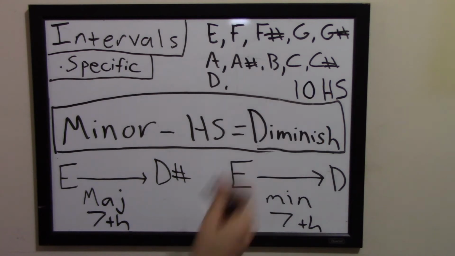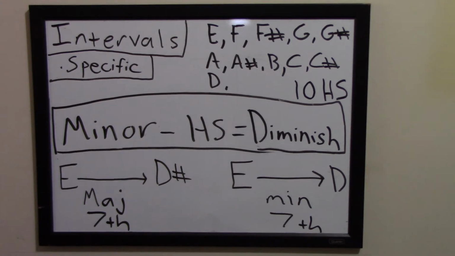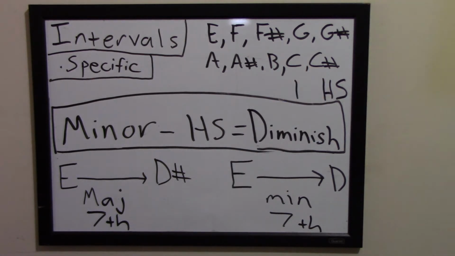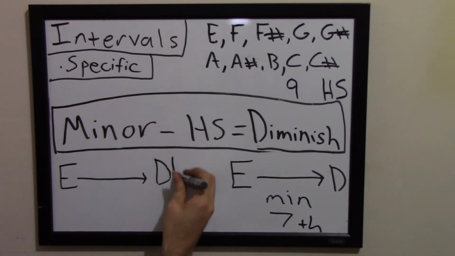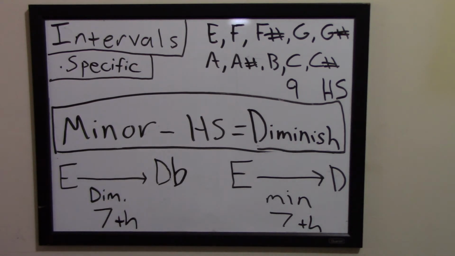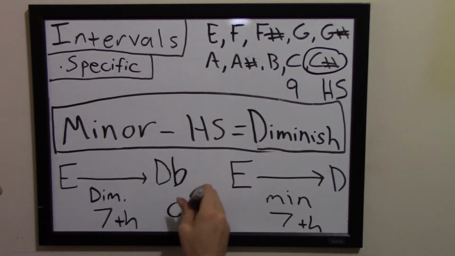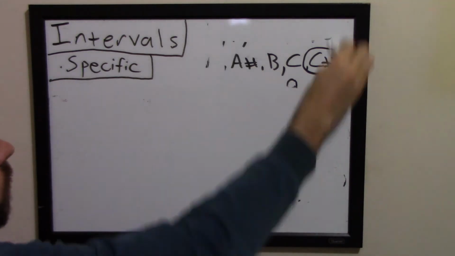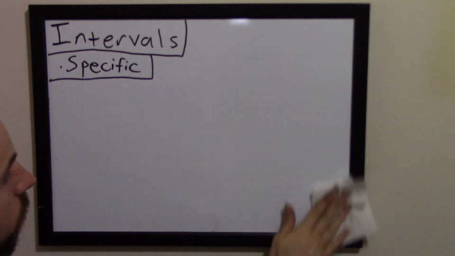But you could take that 10 and lower it by 1 more to get a diminished seventh. So you would still have a generic seventh, but it would consist of 9 half steps. So now you're dealing with a D flat, because the distance between E and D flat is 9 half steps. And it's still between an E and a D. It's still a generic seventh. So that's how you take the majors from major to minor to diminished.